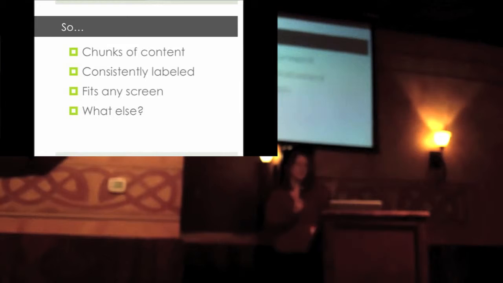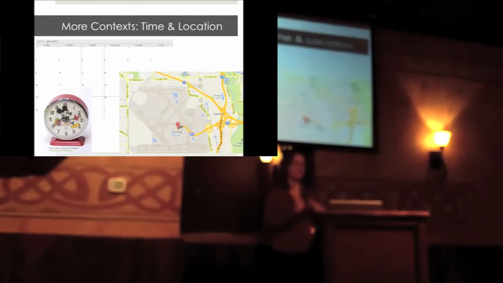So what we have now is we have chunks of content. They're consistently labeled, and they'll fit on any screen. But what else? I want to talk to you about two other contexts, one being time and the other being location. So if you would, imagine with me a conference website. What do you care about when you visit that? What do you care about most? And does that change over time and depending upon location?